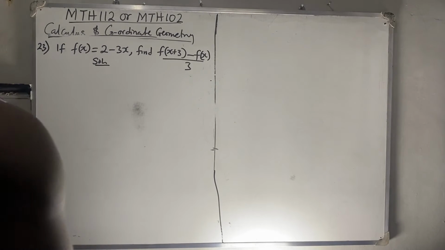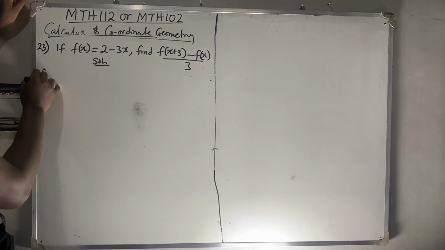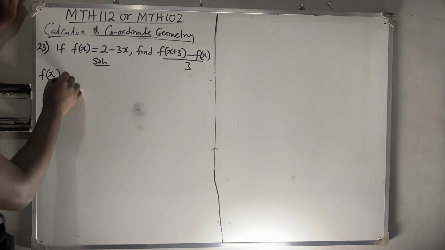We are asked to solve this: if f of x is equal to 2 minus 3x, we are now required to find f of x plus 3 minus f of x, all over 3. First of all, solution, they gave me that f of x is equal to what?